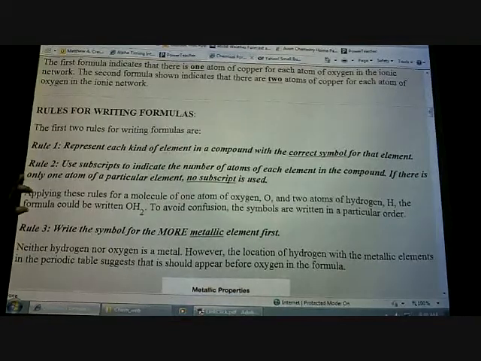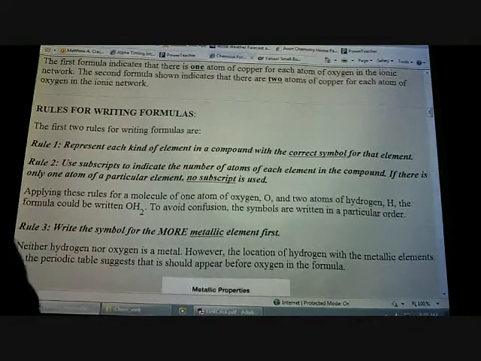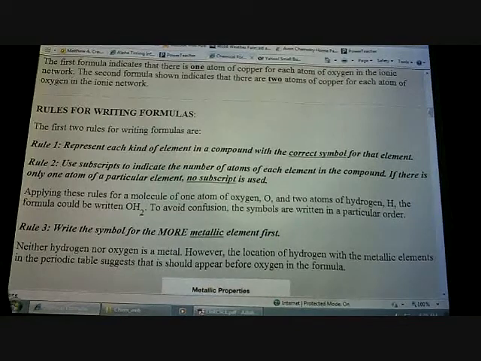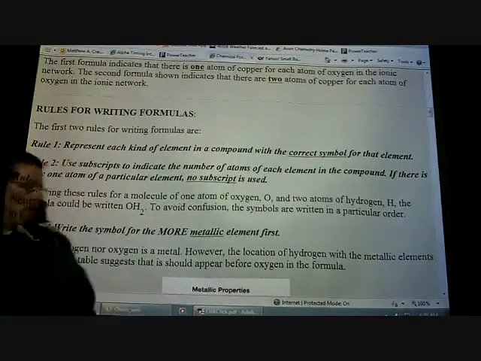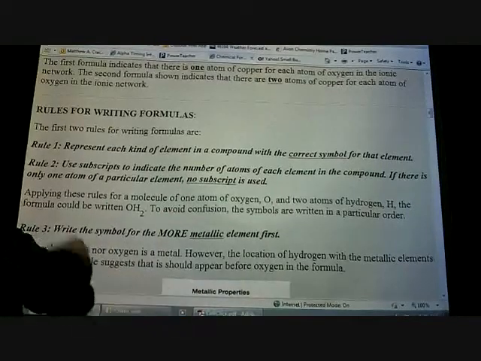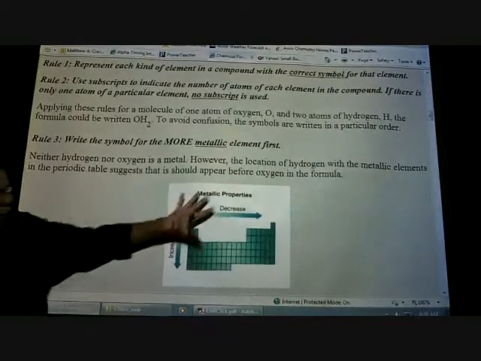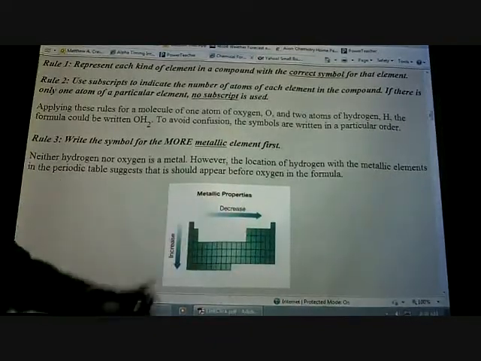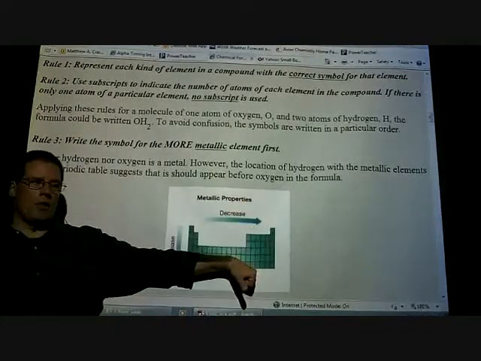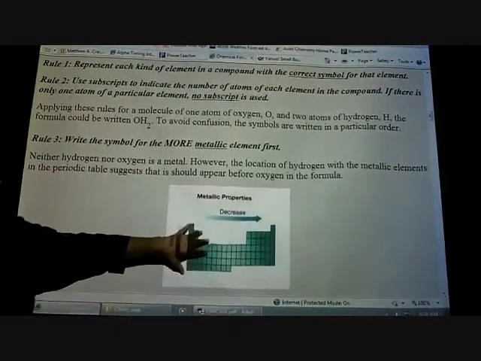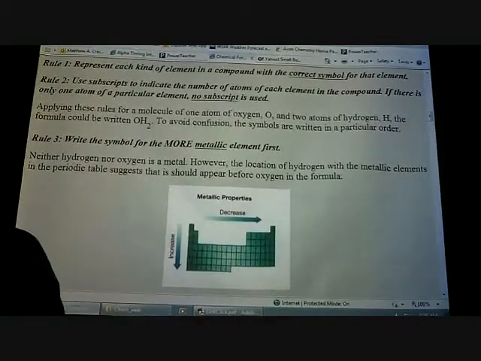Rule number 3, write the symbol for the more metallic element first. With ionic compounds, it's very easy: you put the metal first. This will have a little more significance when we work with nonmetals. Here is our chart for metallic properties. Again, they decrease as we move to the right and increase as we go down. The metals are over here, the nonmetals are over here. So write your more metallic element first.